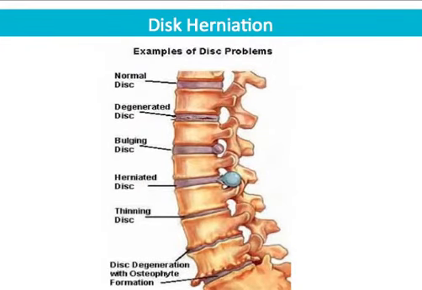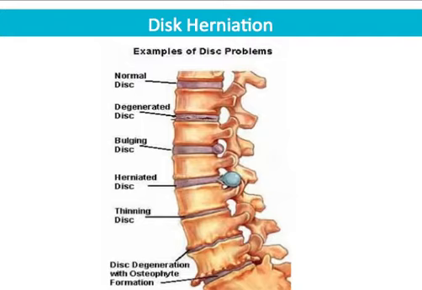Here's where you see a normal disc. If you look at the examples of disc problems, degenerative disc, you can see it starts to shorten and weaken, and then you get osteophytes that get built up around that degenerative disc. Bulging disc, that's where it starts to protrude, push on the nerve.